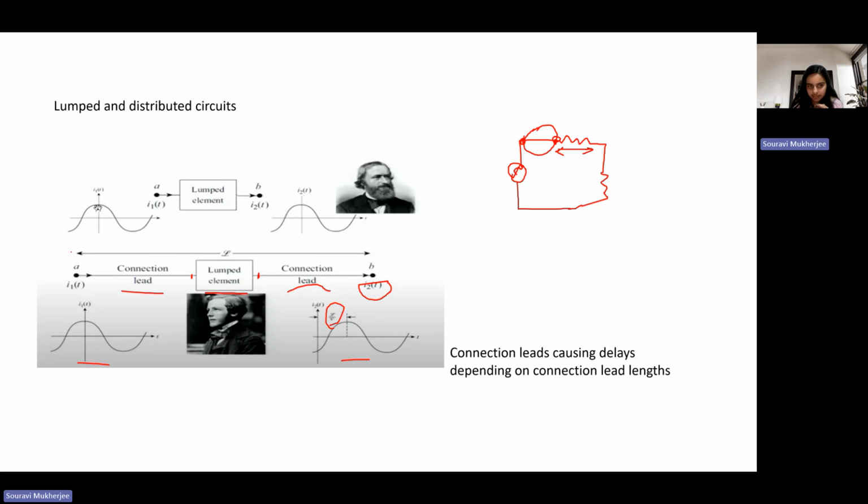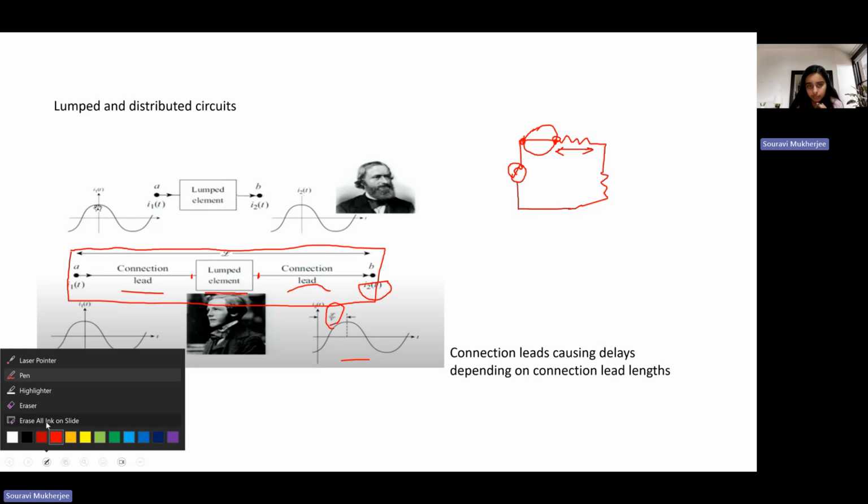Now if you take the entire section, the entire region from the start to the end, including the connection leads, then you have to call this circuit a distributed circuit. While in a lumped circuit, we can ignore the effect of the wires and the transmission lines, in a distributed circuit, the effects come in.